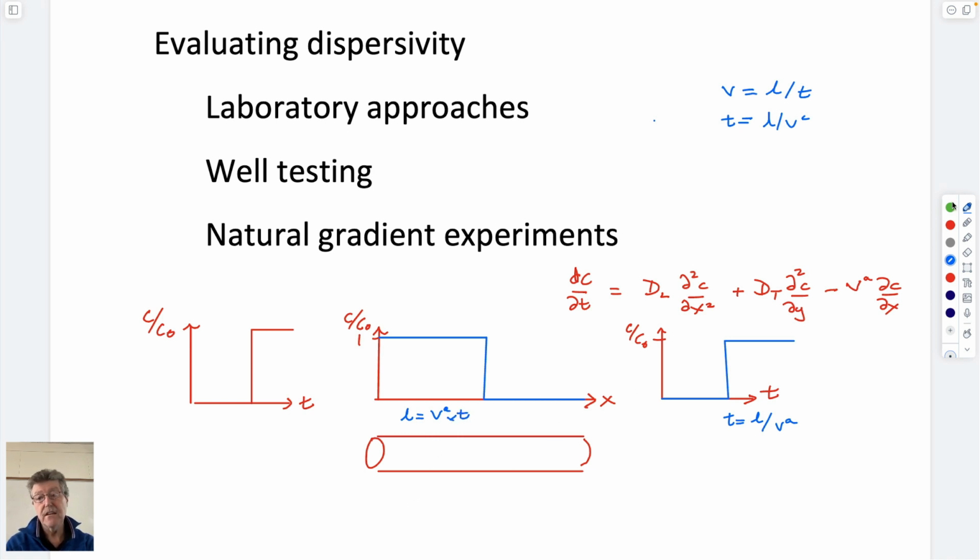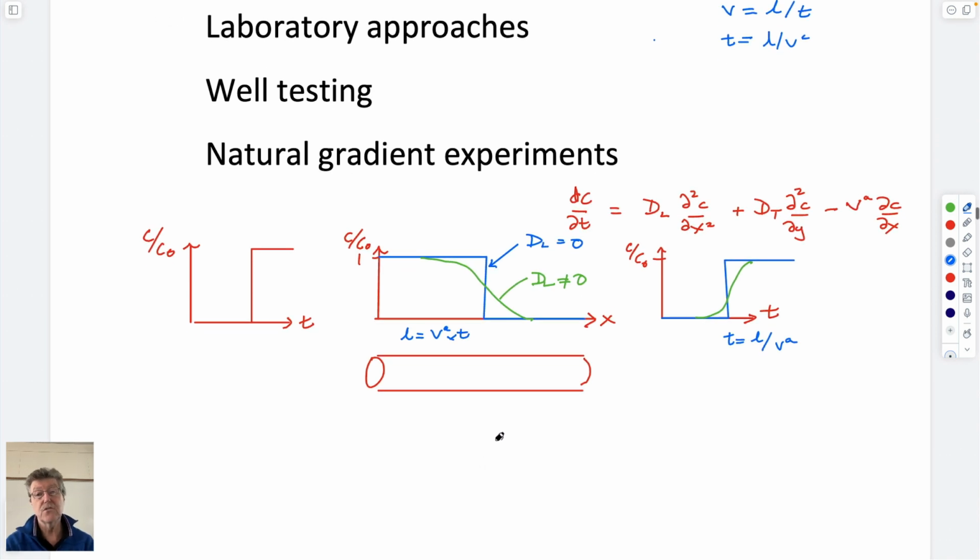And we know that often this is the case for longitudinal dispersion not equal to 0 and longitudinal dispersion equal to 0. So we know those, and we have some equations that solve this for us.